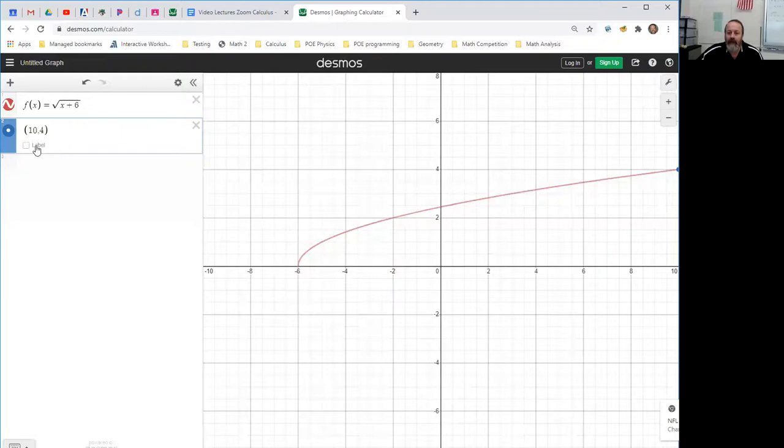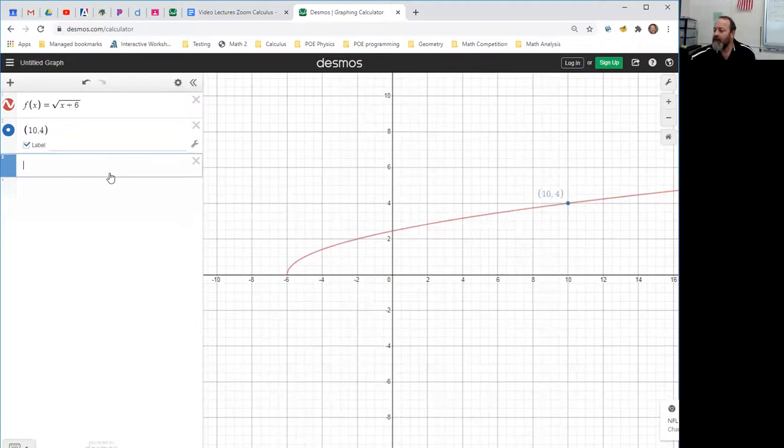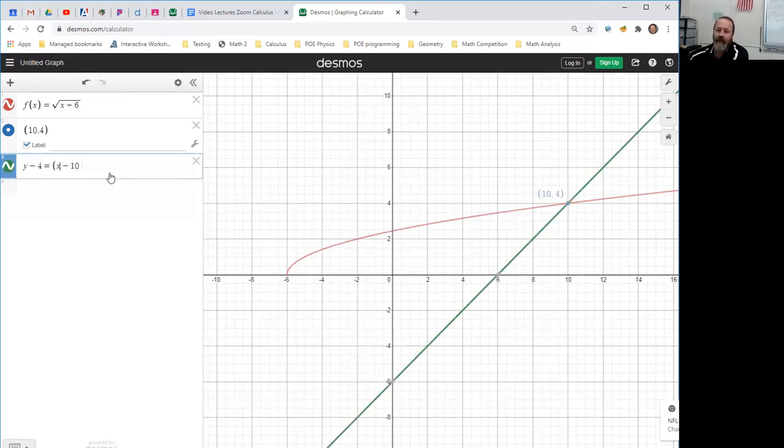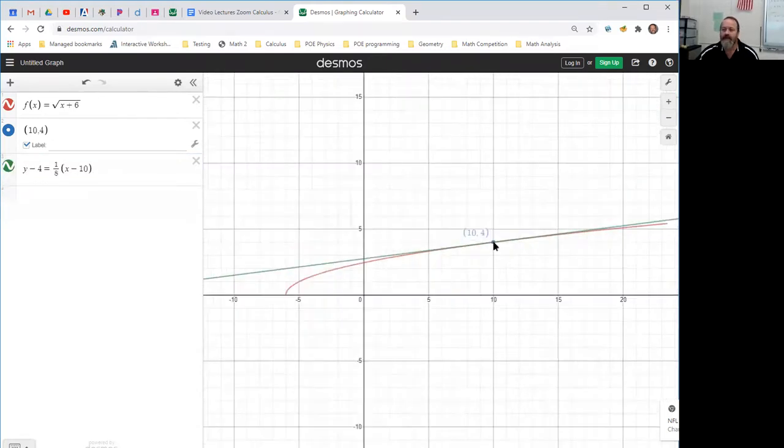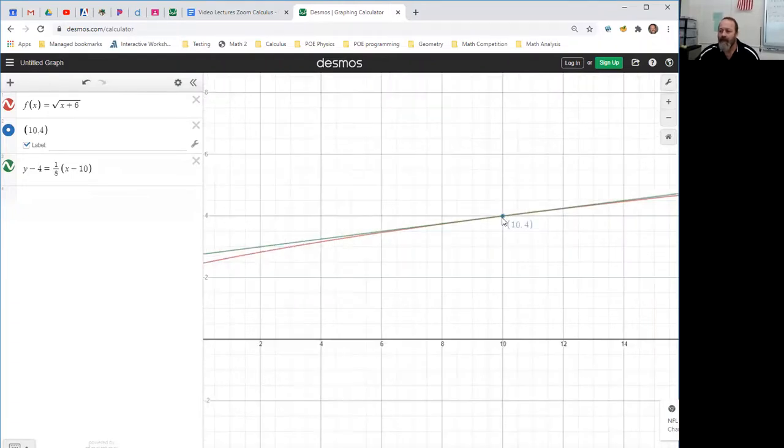Let's go over here and share with Desmos. I have my equation here. I have 10 comma 4 sitting right there. And so if I use the point slope form of a line, there's my nice little point slope form of a line. And when I did that, I found that my slope at that value should have been 1/8. So I'm going to put a 1/8 right there. And what we see is the graph just barely glances the curve at 10 comma 4. They match up really, really nicely, and we kind of confirmed our results.